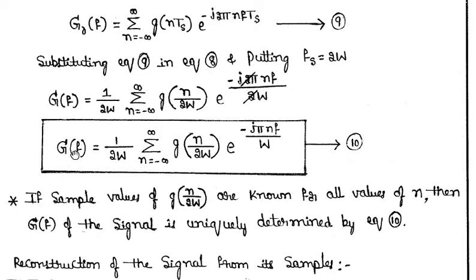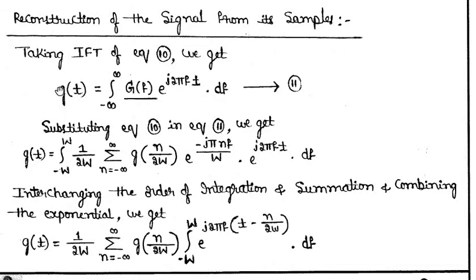Now to derive the interpolation formula, we need to take the inverse Fourier transform of this equation and obtain the reconstructed signal. Let's see how to do that. So to get the expression for g of t, as I told you, take the inverse Fourier transform for the G of f expression. So the inverse Fourier transform expression is given as G of f e to the power j2 pi f t with respect to df, ranging from minus infinity to plus infinity. This is the general expression for inverse Fourier transform.